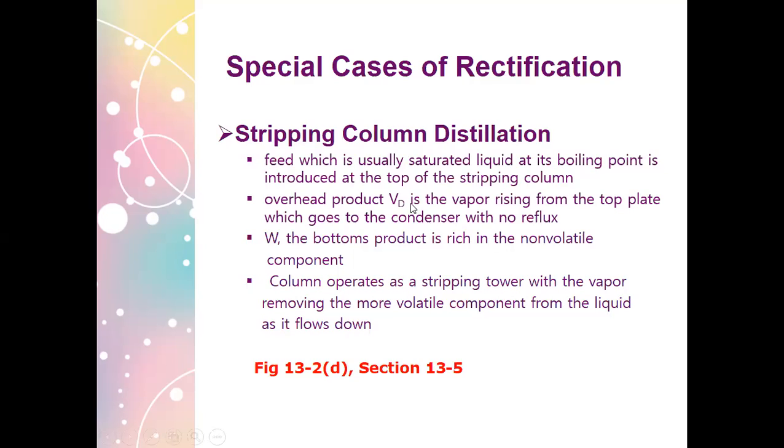Overhead product V sub D is the vapor rising from the top plate, which goes to the condenser, and we expect that there's no reflux in this case. No reflux because we don't even have an enriching section. Your bottoms liquid is rich, of course, in the non-volatile component. The column operates as a stripping tower with the vapor removing the more volatile component from the liquid as it flows down. The sections I'm referring to in here, and the figure, is the one that you can find in your handbook. So just please check.